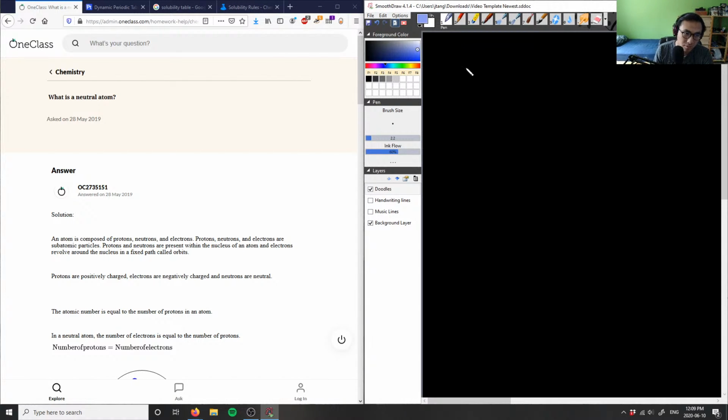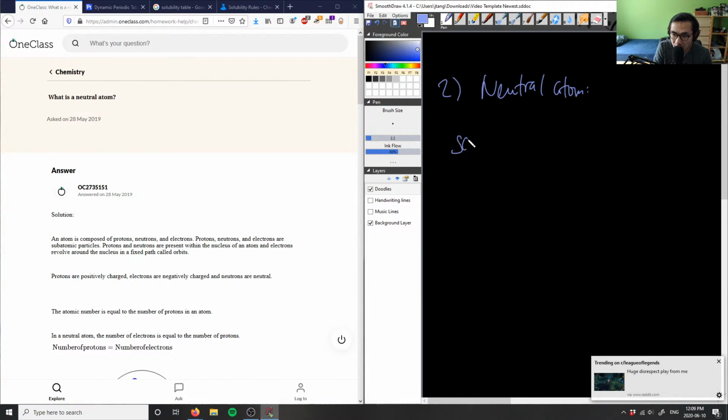Okay, let's look at number 2. So number 2 is, what is a neutral atom? And we can define basically a neutral atom as an atom that has the same amount of protons and electrons. So therefore the charges are balanced out, so therefore it's a neutral atom.